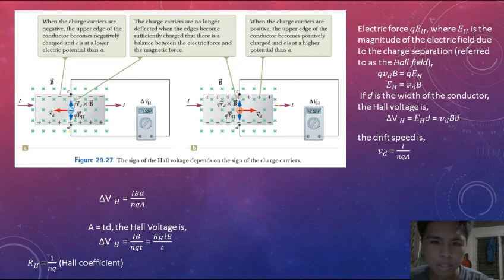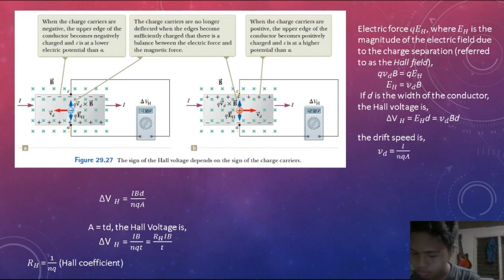While in our figure B, when the charge carriers are positive, the upper edge becomes positively charged and it is at higher potential than A.